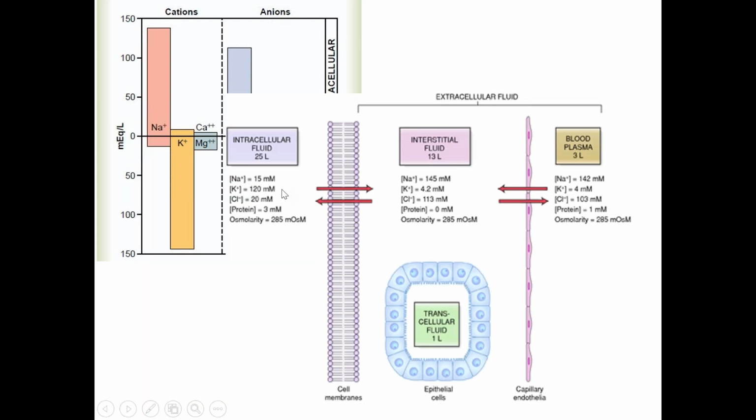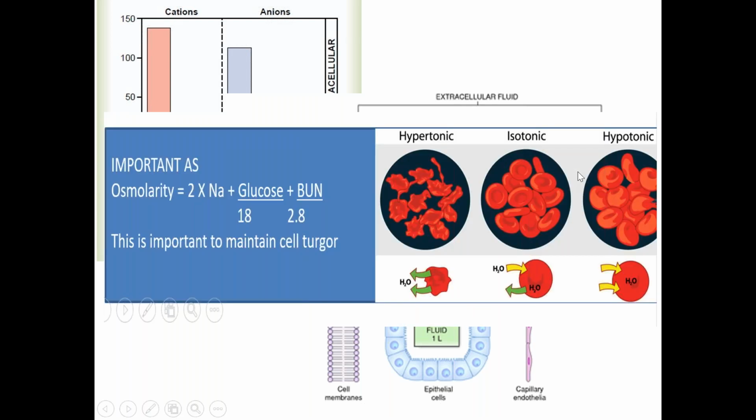As you can see, potassium is mostly in the intracellular fluid, while sodium is mostly in the extracellular fluid. This is important because the osmolarity of the blood, which is responsible for cellular structure, is maintained predominantly by the serum sodium levels. If it increases, it will lead to cellular dehydration, and if it decreases, it will lead to cellular swelling. As you can see in this equation, osmolarity is 2 into sodium, plus glucose by 18, plus blood urea nitrogen by 2.8. So in fact, the osmolarity is most importantly maintained by sodium.